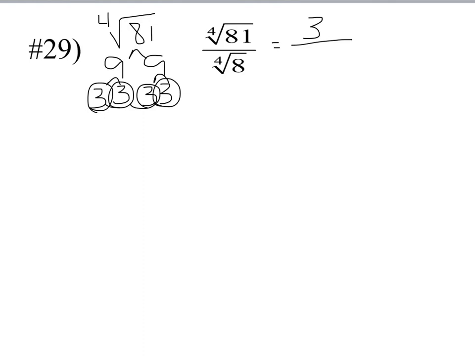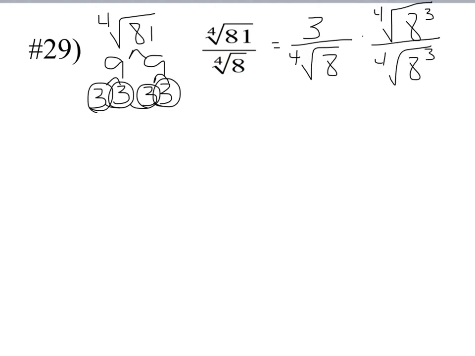That is going to make our life a heck of a lot easier later, leaving me the fourth root of 8 in the denominator. Because my index is 4, I need 4 8s in order for the fourth root to go away. I have 1 8, so I need 3 more. So I'm going to multiply by the fourth root of 8 cubed over the fourth root of 8 cubed.